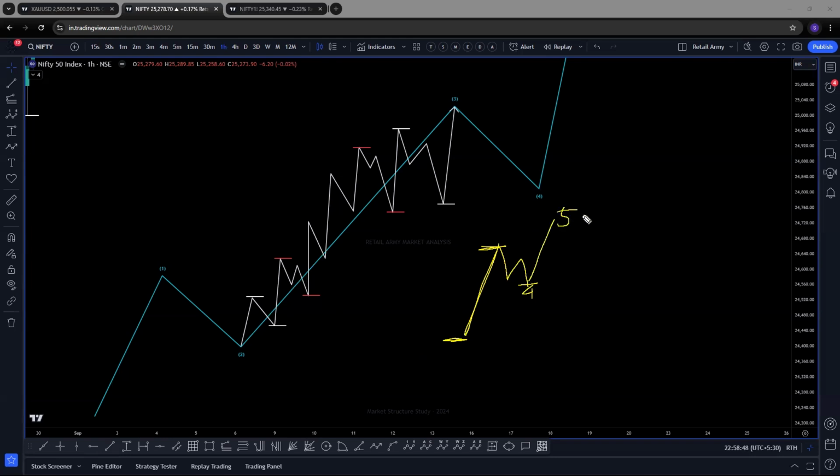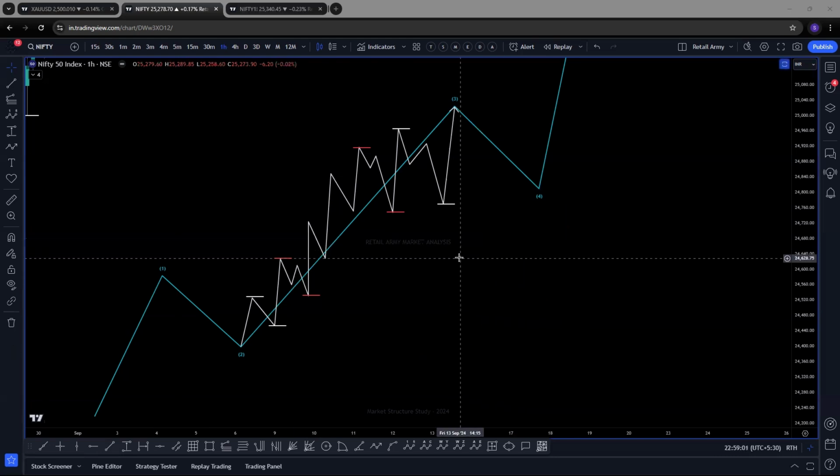The public does not understand this. They'll start marking this as wave 1 and wave 2. This is a wrong method of marking, right? You cannot mark this like this. So for now, the idea of subdivisions should be clear.